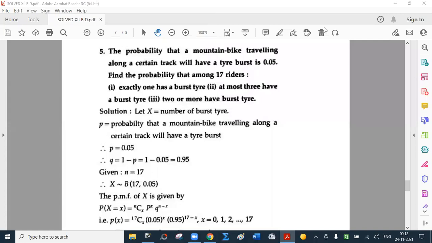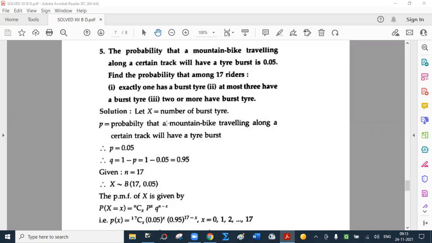Sum number 5. Just listen to me, but please do write the solution after the lecture. The probability that a mountain bike traveling along a certain track will have a tire burst is 0.05. Find the probability that among 17 riders, first one, exactly one has a burst tire. Second, at most 3 have a burst tire. Third part, 2 or more have burst tire.